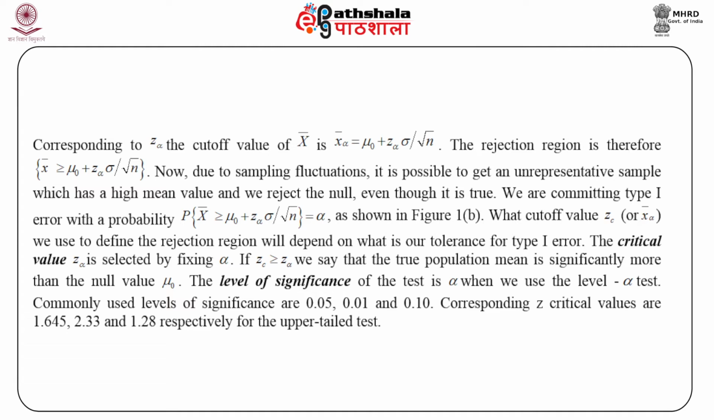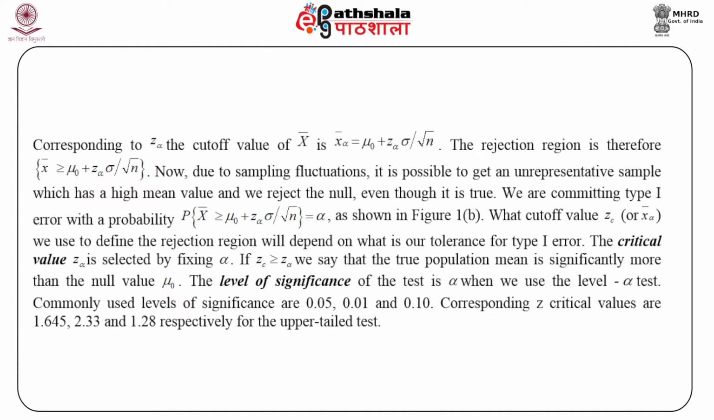Now, due to sampling fluctuations, it is possible to get an unrepresentative sample which has a high mean value, and we reject the null even though it is true, which means we are committing type 1 error. So, we are committing type 1 error with the probability P of x bar greater than or equal to mu 0 plus Z alpha into sigma by root n, which is equal to alpha, as shown in figure 1b.